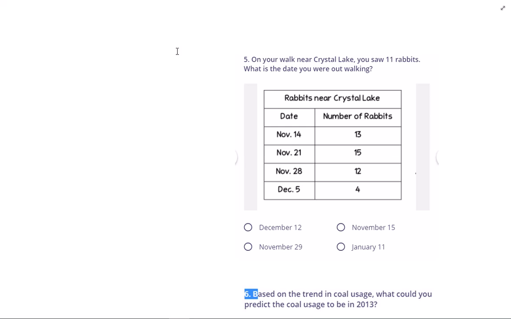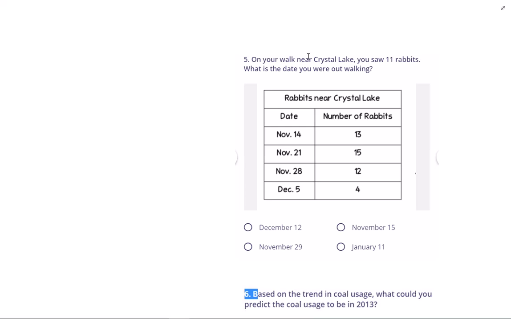Question 5, and this is a table of information with different dates. So halfway through November, going through November, and then into December, and a number of rabbits. So halfway through November, 13, November 21st, 15, November 28th, 12, December 5th, 4.